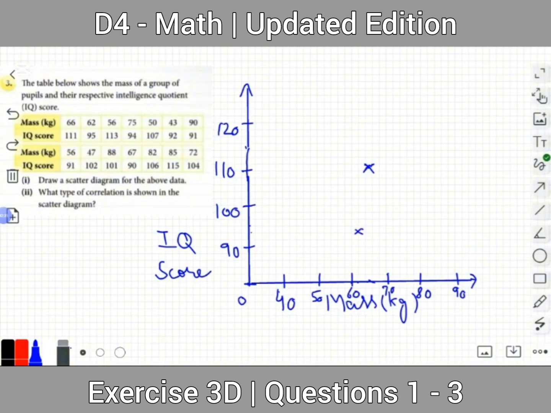Now for 56 and 113, so here we have 56 somewhere here. Here we have 52 to 56, 56 and 113. Here we have 112, 114. So here we have 112 and 114. Here we have 113 somewhere here. So here we have 113, and 56 here.